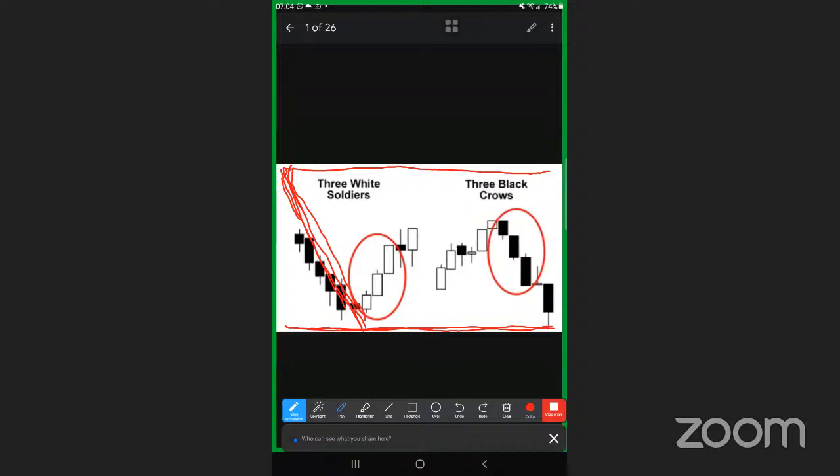The 3 white soldiers is a bullish candlestick chart pattern. It is used to predict the reversal of the current trend. In this case, we are looking at a downtrend. This is the current trend, right? So it is predicting to us that the market is going to reverse to the upper side. In this case, this is a bullish candlestick chart pattern.